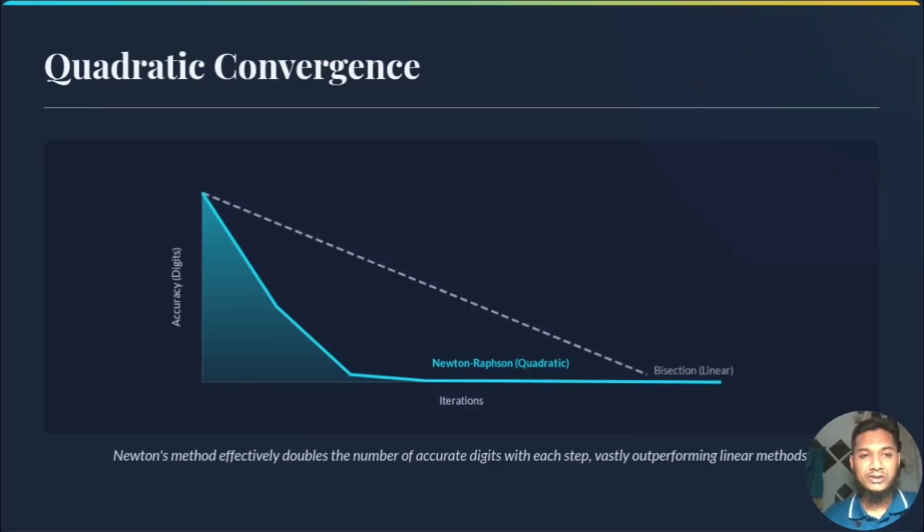So, quadratic convergence. Why do you prefer this over the bisection method? The answer is convergence speed. Bisection has linear convergence. It gains roughly 1 bit of accuracy per step. Newton-Raphson exhibits quadratic convergence. Roughly speaking, the number of correct decimal places doubles with every iteration. If you have 2 correct digits now, you will have 4 in the next step, and then 8, and then 16. It rushes toward the solution.